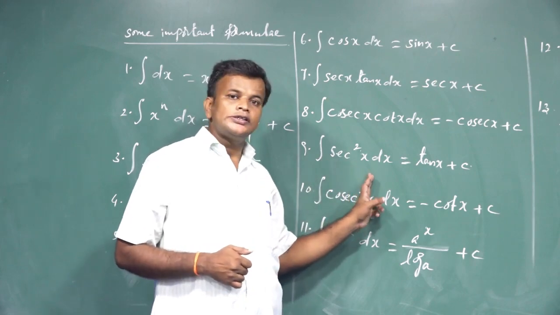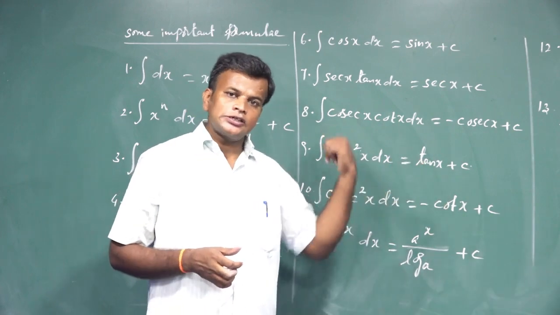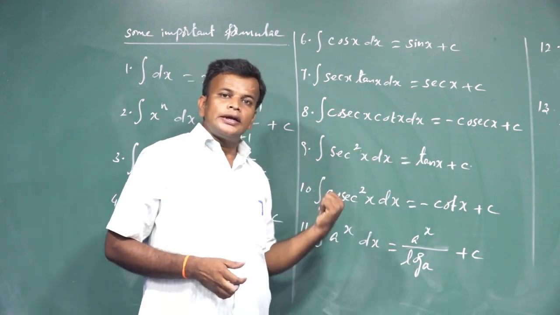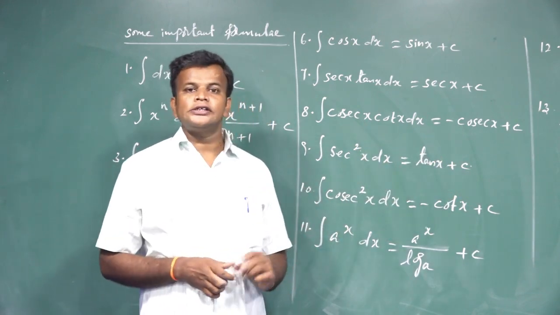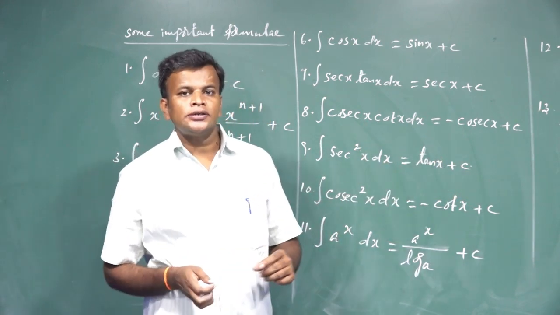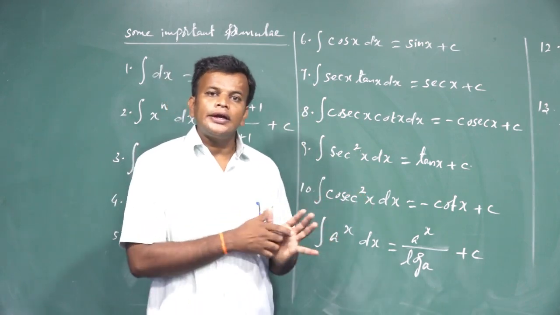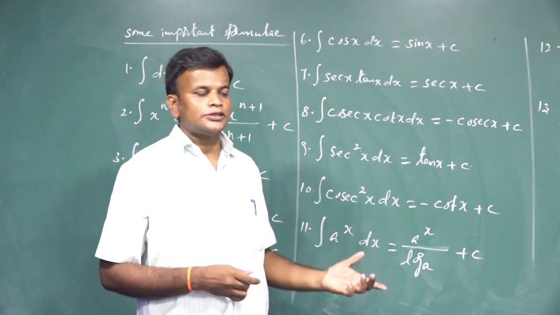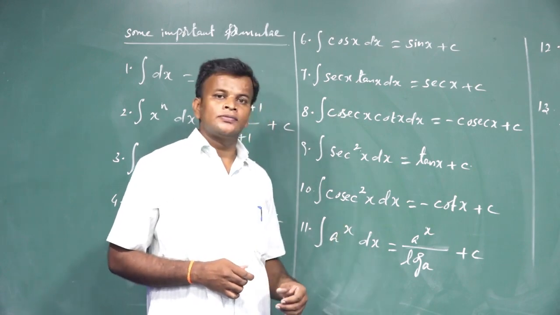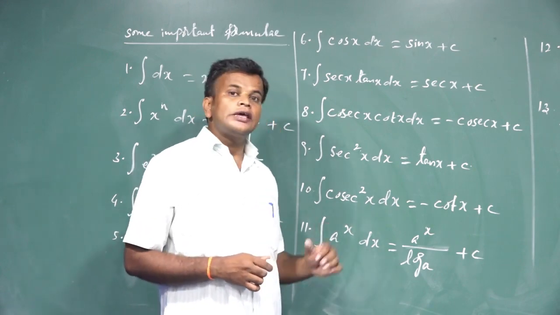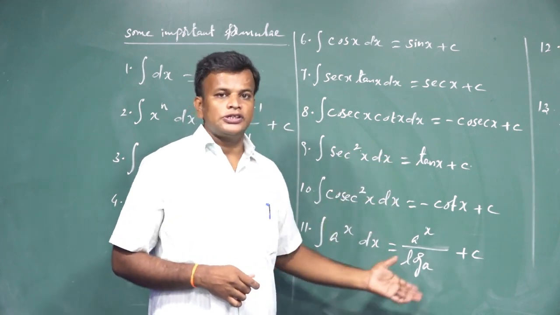Integrating of secant square x is tan x. In differentiation, the differentiating of tan x is secant square x. But here, the integrating of secant square x is tan x. Next one. Integrating of cosecant square x is minus cot x. In differentiation, the differentiating of cot x is minus cosecant square x. So here, integrating of cosecant square x is minus cot x. Next, a power x. It's not e power x, it is a power x. So the integrating of a power x is a power x divided by log a, plus c.